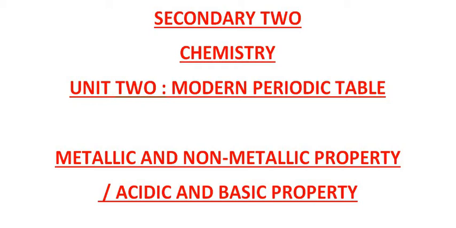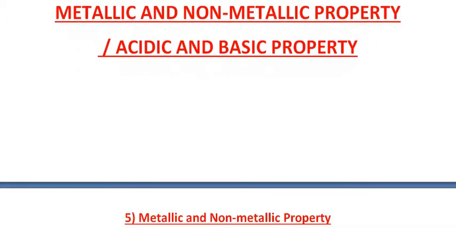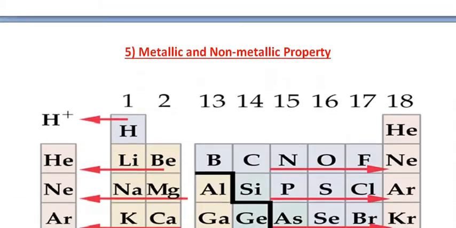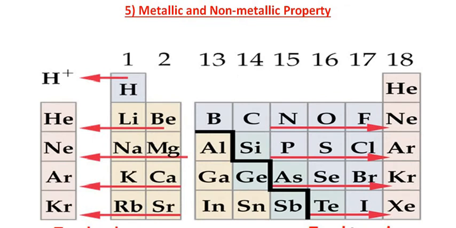Now we are still in Unit 2, the modern periodic table, and our lesson today is the metallic and non-metallic properties, also acidic and basic properties. Now the first one, metallic and non-metallic properties. If you have the periodic table generally as it is here, elements of groups 1, 2, 3, 4, 5 are not mentioned here, but 13, 14, 15 and so on till 18.